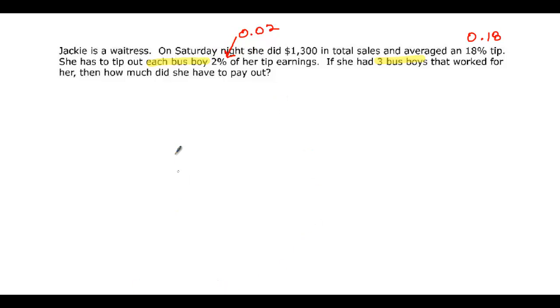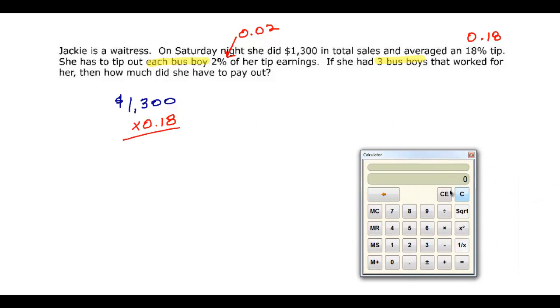So the first thing we need to do is figure out how much did she earn. She had $1,300 in sales, and her portion of that, her tip, is 18%. Let's bring over our calculator tool. 1,300 times 18%. So her earnings were $234. We're going to bring that $234 up.